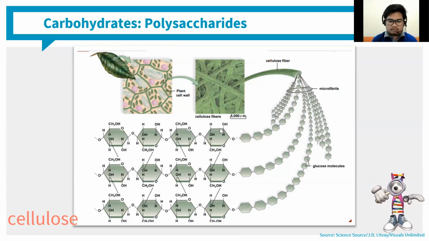So aside from cell membrane to protect the cells, meron din silang cell wall, no? So nakaayos siya into cellulose fiber na tinatawag na microfibrils. Pero kapag zinoom mo siya, ang makikita mo pa rin ay isang or mga nakahilerang glucose units. Okay? Itong cellulose na to ay indigestible by most animals except for ruminants.